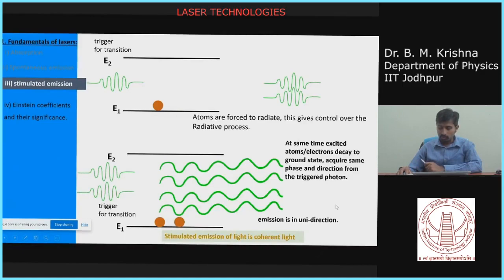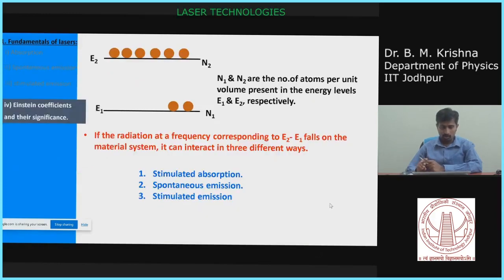That gives you a unidirectional beam, and the process, the immediate emission of light, is coherent. So that is the reason your laser beam is always unidirectional. Okay, so now we are going to discuss Einstein coefficients. All these phenomena were modeled by Einstein in 1915.